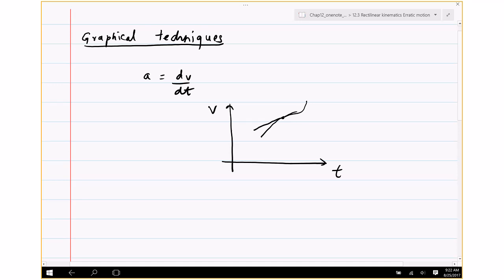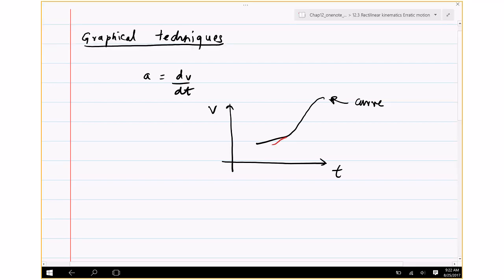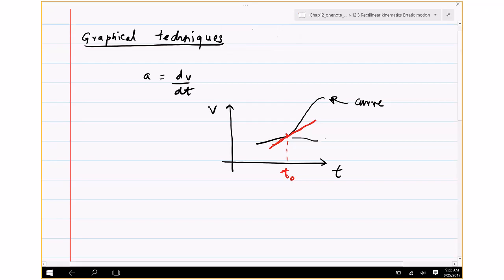Let me try a different color for this. So say this is the curve. That curve represents how the velocity is changing with time. So if you want to find the acceleration, all you have to do is find the slope of the curve, which means take the derivative. So that is dv/dt at time t = t0. That will give you the acceleration.